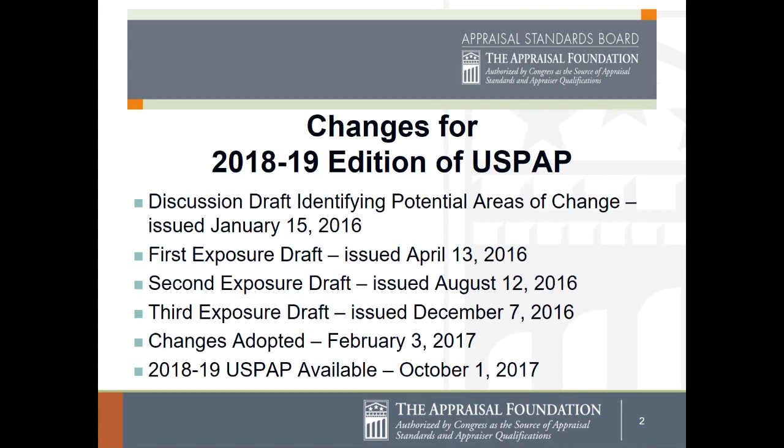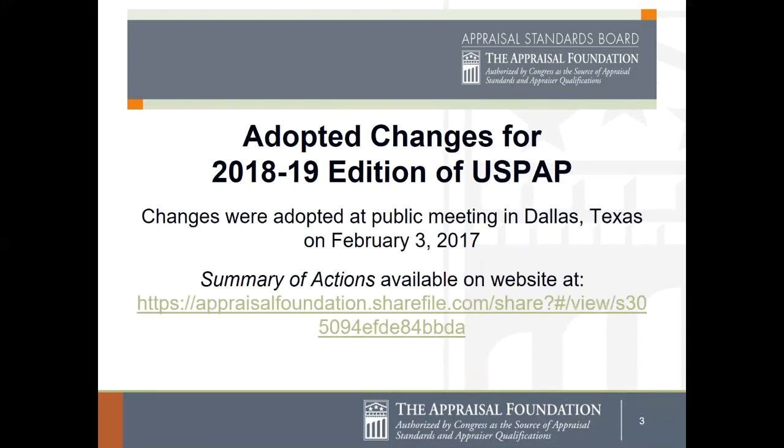The Standards Board proposes all changes in documents open to the public and requests public feedback and public comments. The way that the changes for 2018-19 came about started with a discussion draft that the Standards Board issued in January of 2016. Based on the feedback received, the Standards Board issued a first exposure draft in April, and then a second exposure draft in August after receiving feedback from the first. Likewise, the third exposure draft was issued in December after having gone through all the feedback that was received from the second. Ultimately, the Standards Board adopted the changes on February 3rd at its public meeting, as all changes to the standards are always adopted in public meetings.